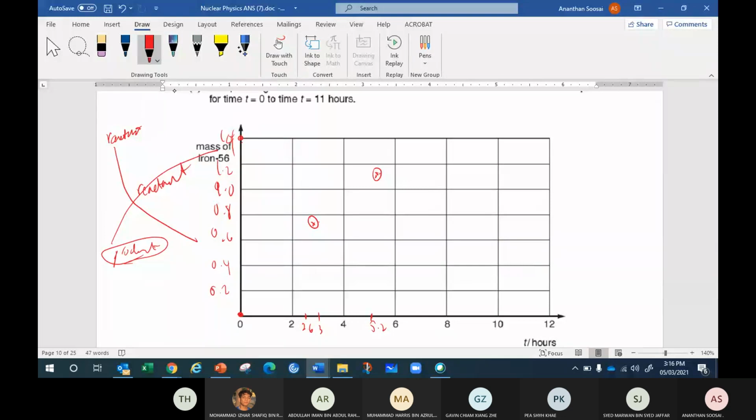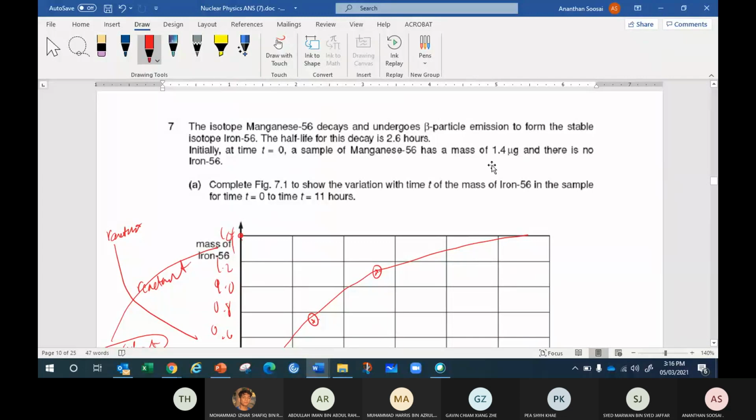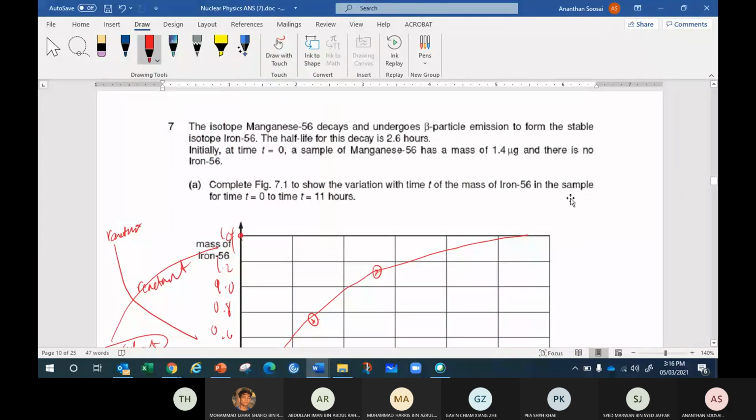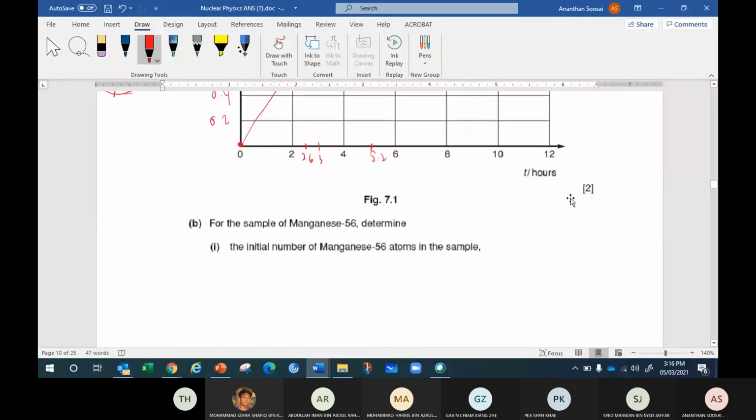So when you draw, don't simply draw whatever pattern you like. They're going to check the coordinates. In the first half-life, do you reach 0.7? In the second half-life, do you reach another half of it? Third half-life, even less, and so on. Okay, so this is the expected graph for iron-56. Okay, next.